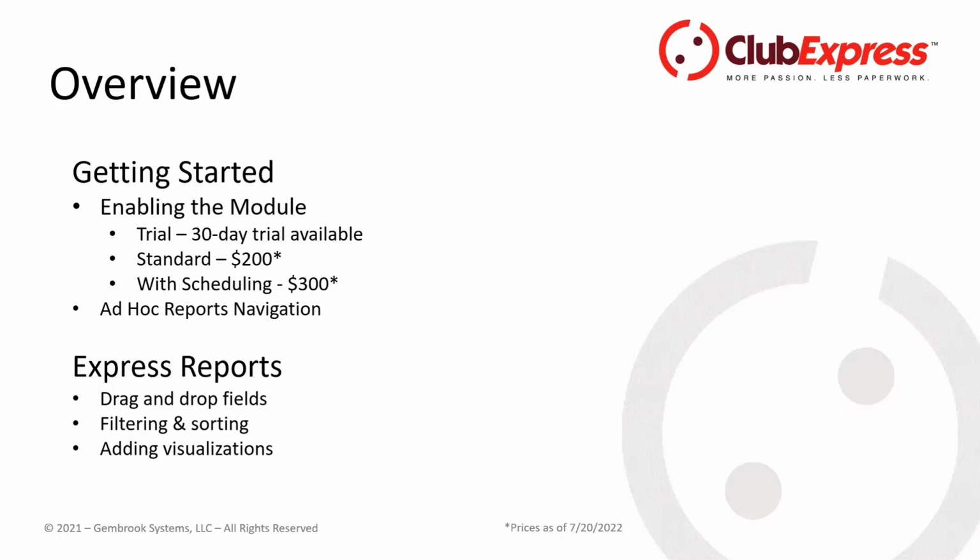Once we're done looking at how to enable and purchase ad hoc reporting, we'll take a look at the basic navigation, how to get around once you're inside the module, because it looks very different from the normal ClubExpress views. And then after that, we're going to go through how to build an express report, which is just the most simple version of ad hoc reporting, where you can just drag and drop the fields you want, set up some pretty basic filtering, and maybe add a chart or two. That's all we're going to get into.